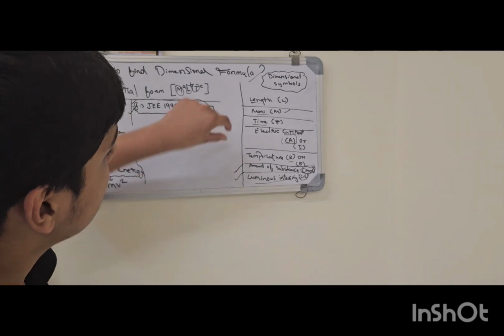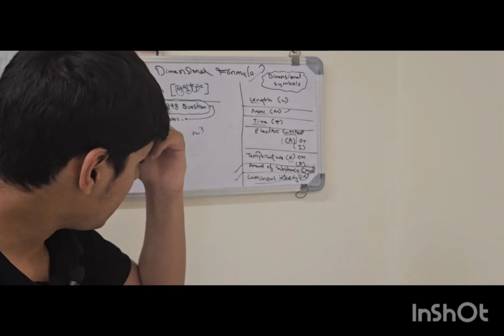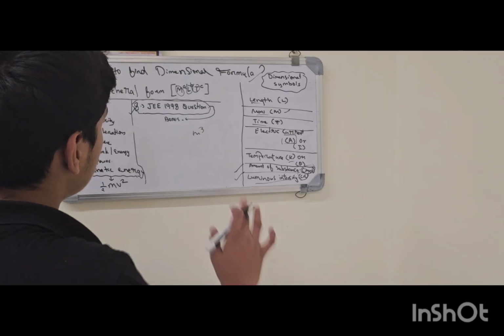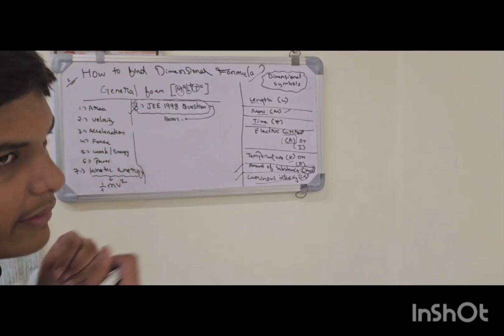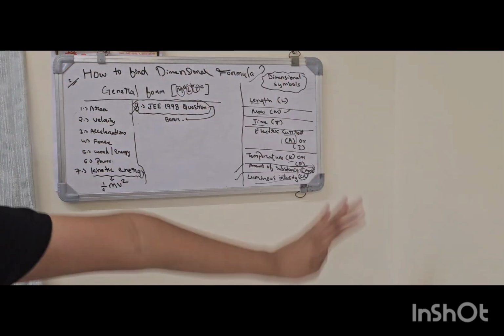Meter cube. So this is a part of our length. These are called derived units. On the basis of that, we can find the dimensional formula.